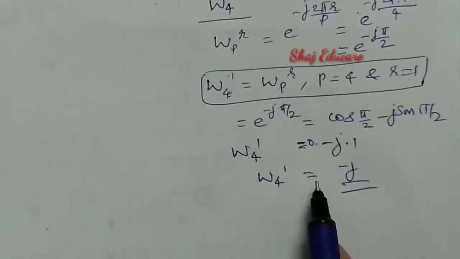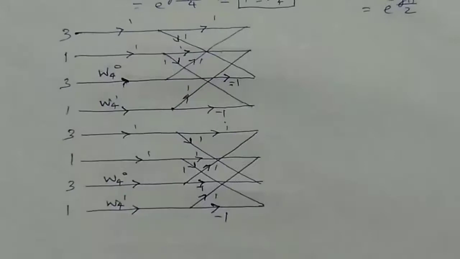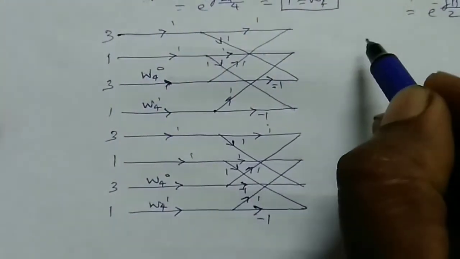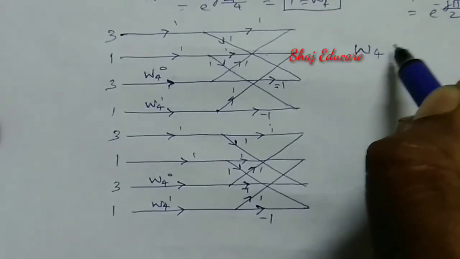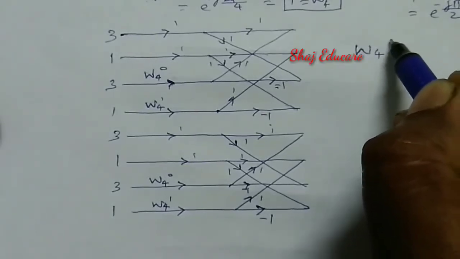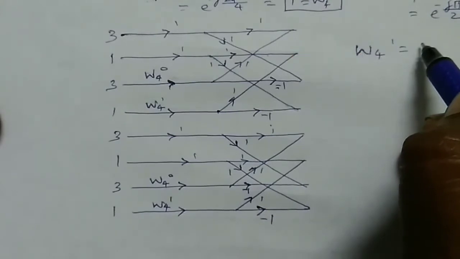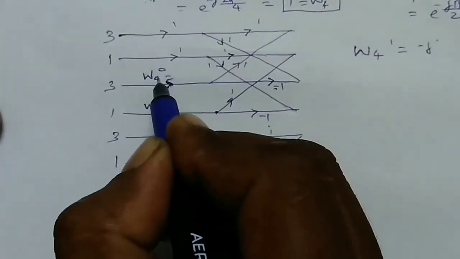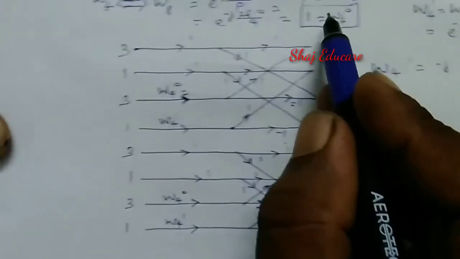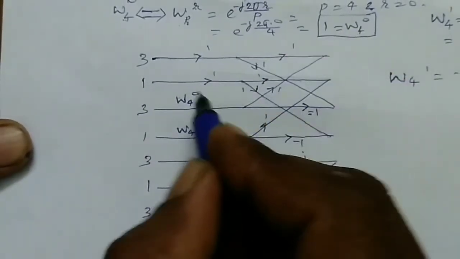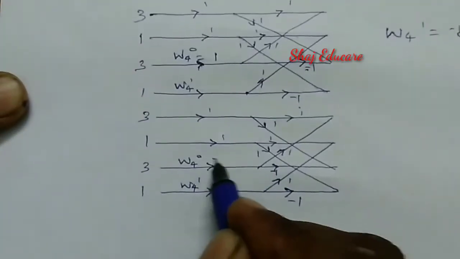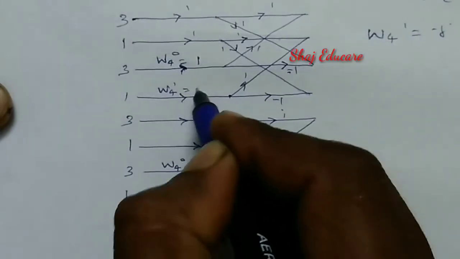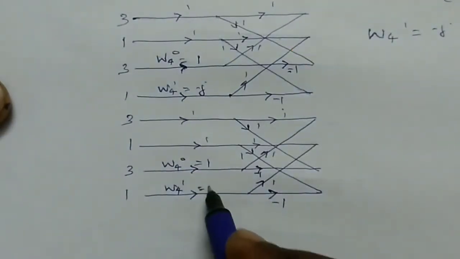Now let us write W4 raised to 1, what we obtained is minus j. So let us replace all W4 raised to 0 with 1. This one is equal to 1, here is 1. And what about W4 raised to 1? That is minus j. This is equal to minus j, and here also equal to minus j.